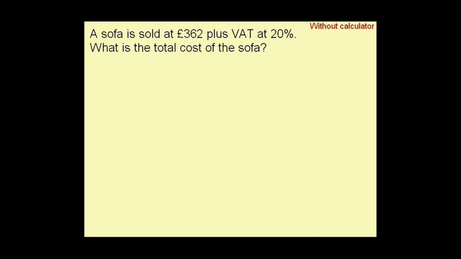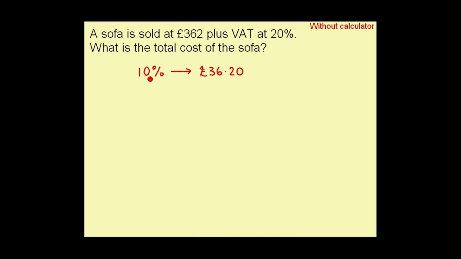In this question, I'm being asked to find the total cost of the sofa. I'm told that the sofa is £362 plus the VAT at 20%. So what I need to do is find 20% of £362 and add it on. I'm going to start by finding 10% of £362. I do this by dividing by 10. And I get £36.20.